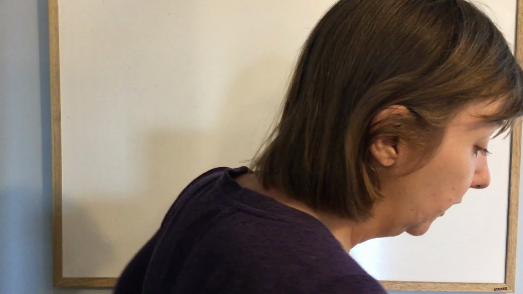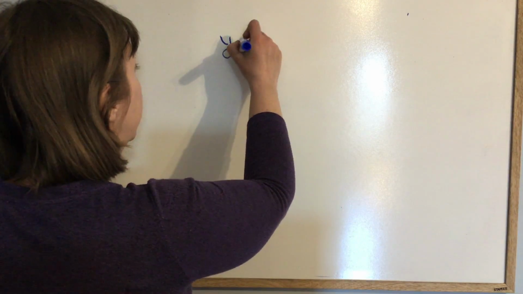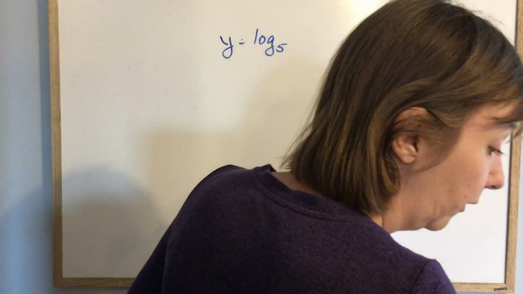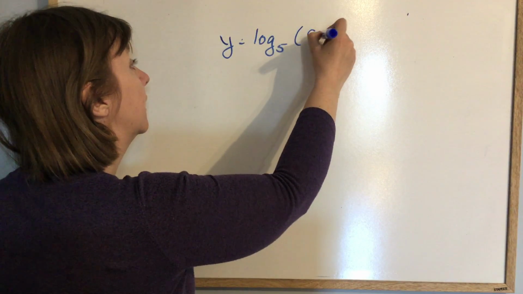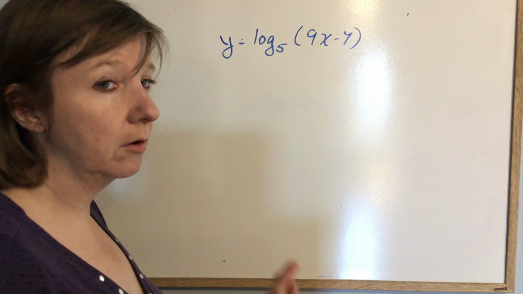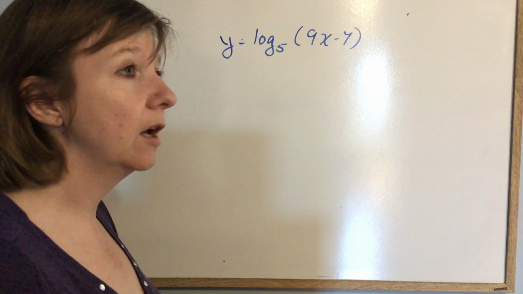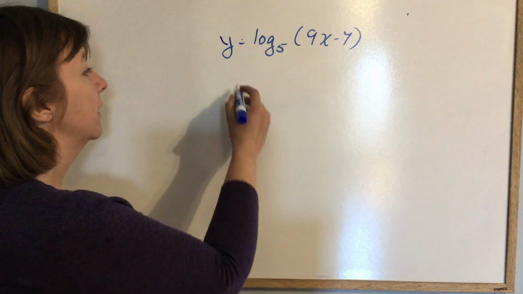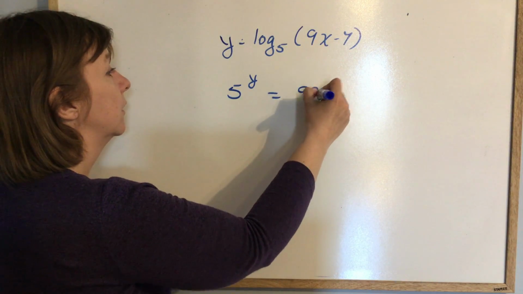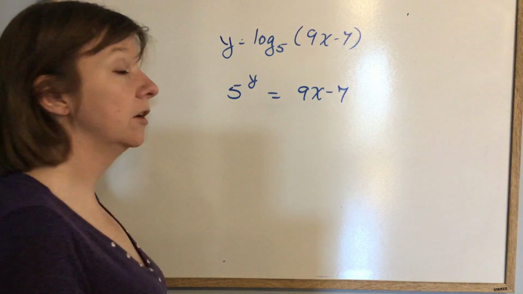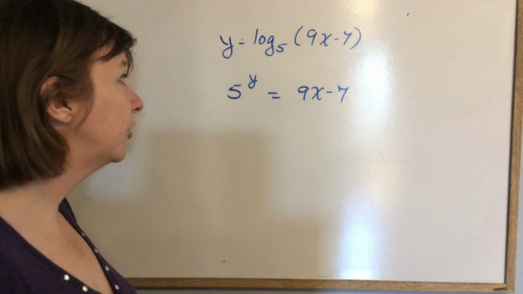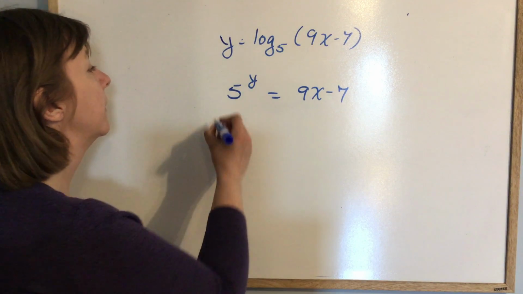So for B, it's y is equal to log 5 of 9x minus 7. You can't take the derivative of a log, only ln, only a natural logarithm. So the first thing I would do is change this from logarithmic form into exponential form.